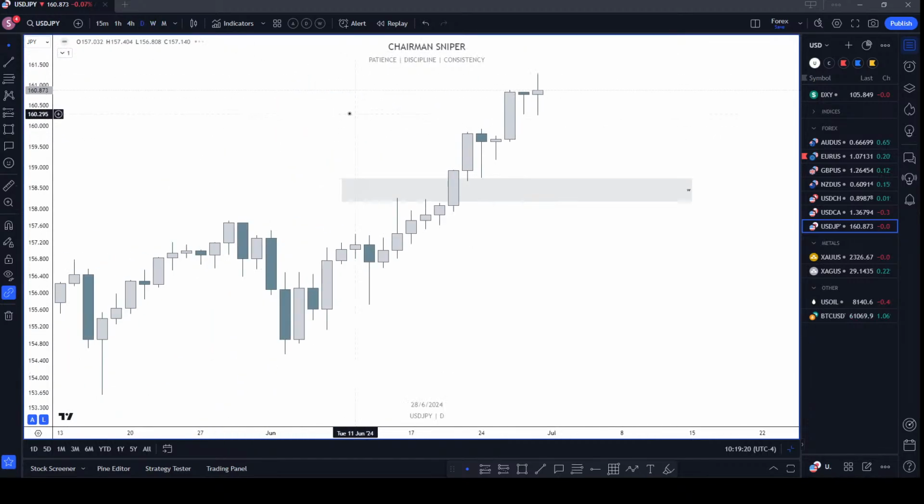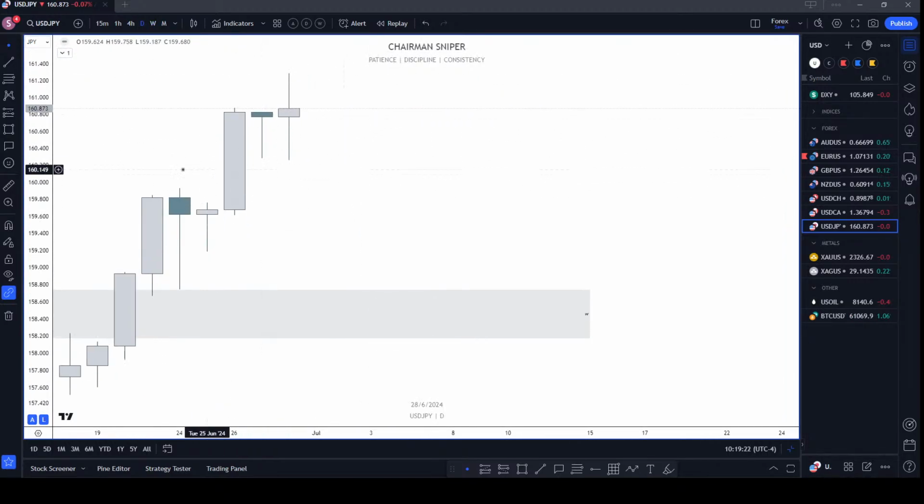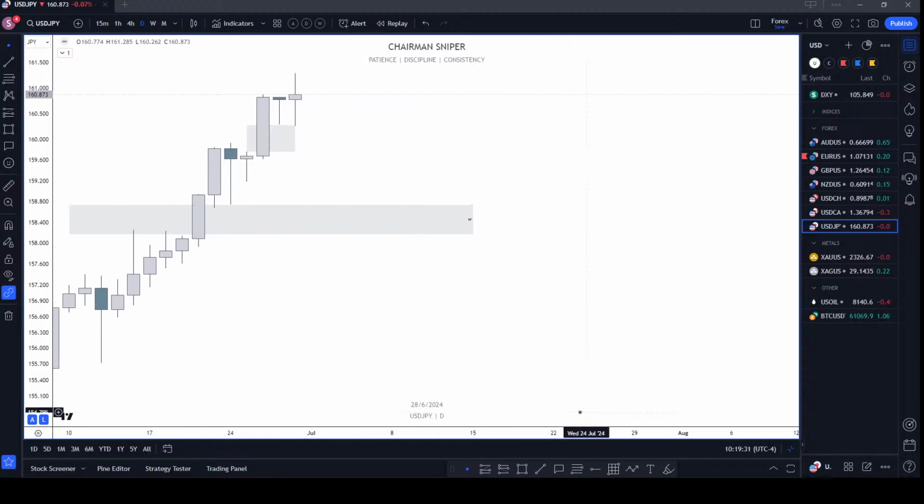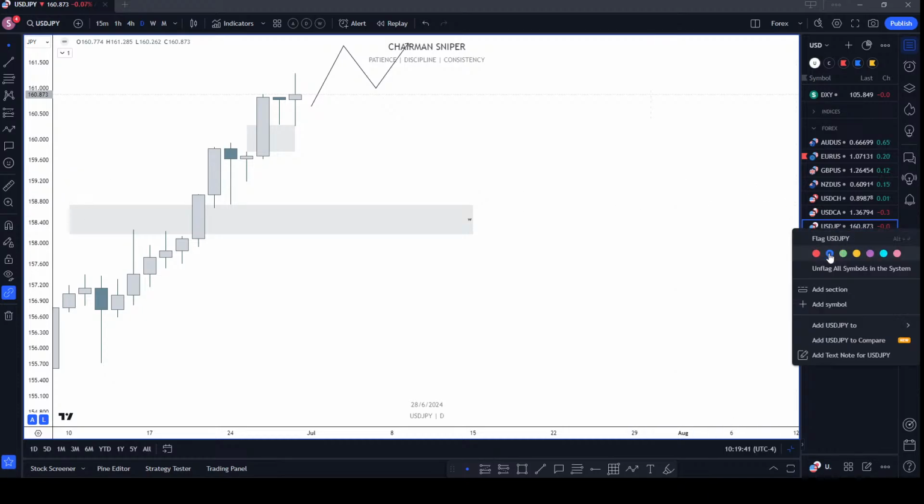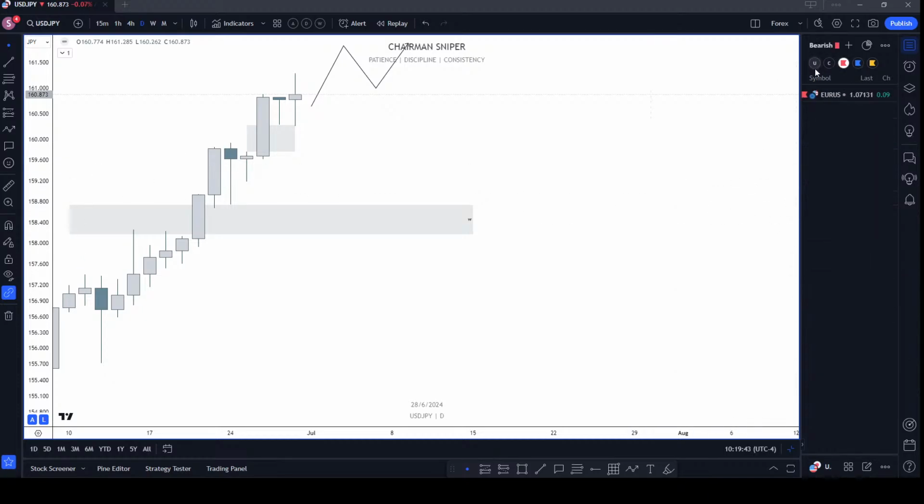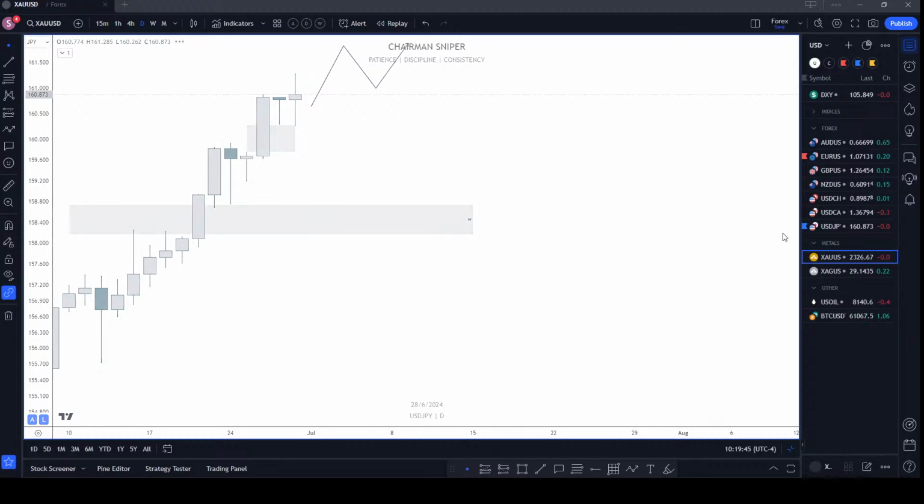On the daily, we have a fair value gap right here that price has already traded into on Friday. So I wouldn't look to engage price from here. I would look for price to create a new fair value gap higher and then retrace and then go back up. That's what I would like to see on USD JPY. So I'm gonna put it in, flag it up so I can just monitor it during the week.